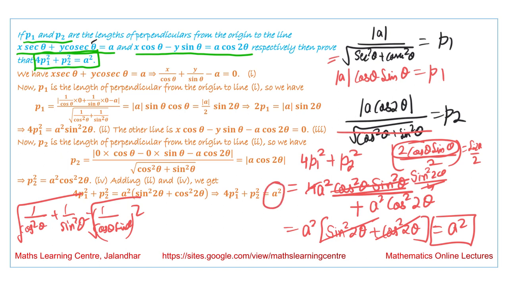And this is what we have to prove, that the sum of these two values, that is 4P1 square plus P2 square, is equal to A square. This is the result that we have to prove.